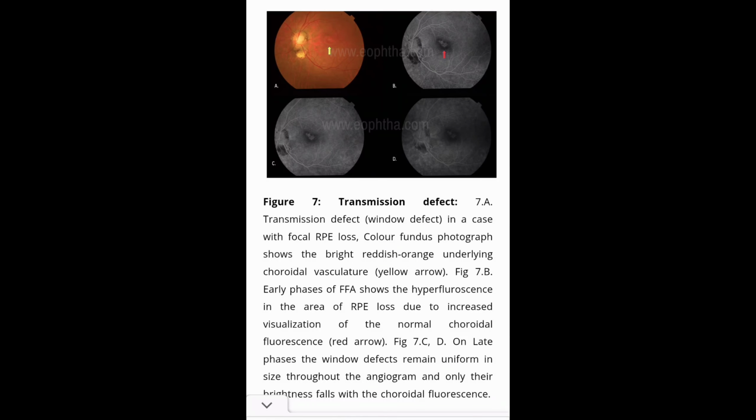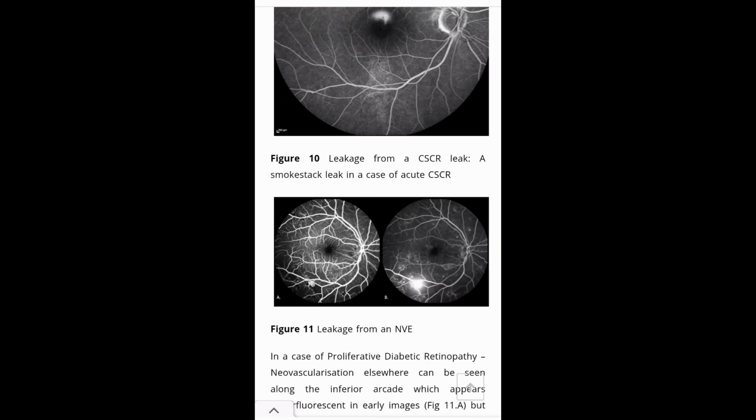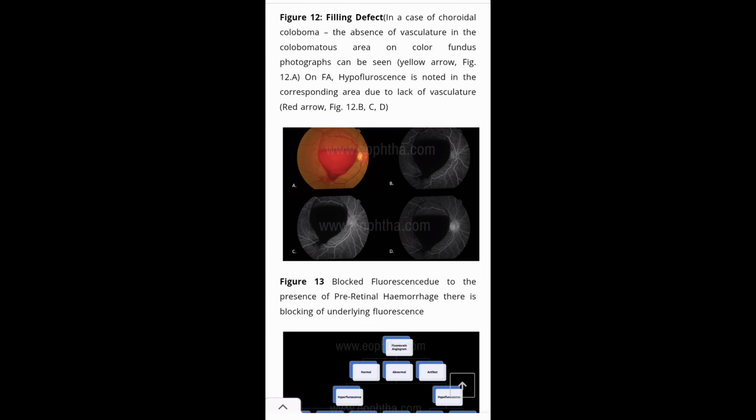Transmission defect is due to focal RPE loss where hyperfluorescence will be seen. Staining of disciform scar will be seen, and pooling due to dye will escape through the subretinal area. Hypofluorescence is due to blocked fluorescence. If there is any visible corresponding lesion, that is seen in FFA corresponding to it. And preretinal hemorrhage causes blocked fluorescence.